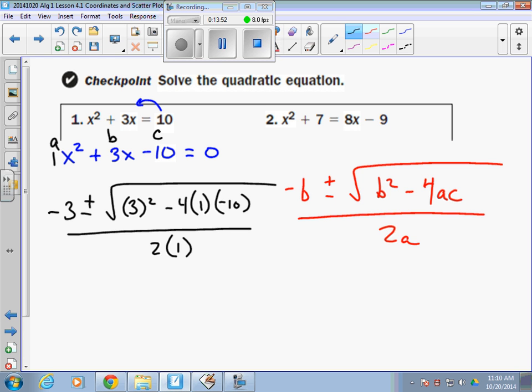So then just simplify the radical. We have 3 squared. We know that that's going to be 9. We have negative 4 times 1 is minus 4. We have negative 4 times negative 10. A negative times a negative is going to be a positive. So what we have is the square root of 49. That was nice of them to give us a number that was a perfect square like that. So negative 3 plus or minus the square root of 49, over 2 times 1 is 2.